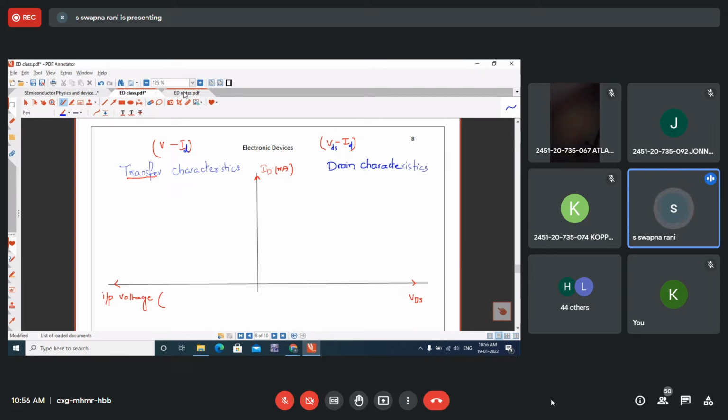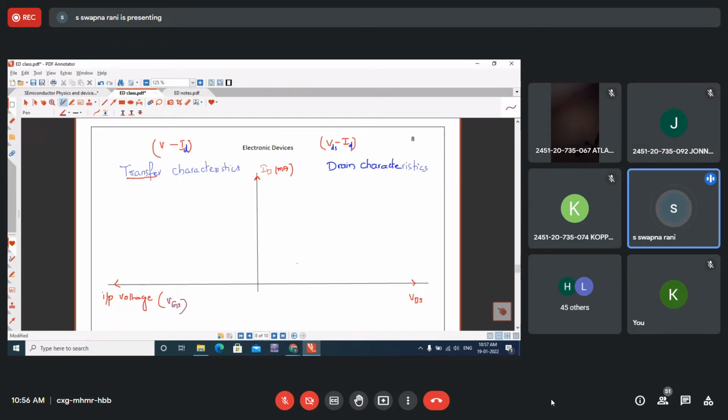I told you that gate voltage VGS will be the input voltage to the FET. The input junction in a FET is reverse biased, whereas in a BJT the input junction is forward biased. So VGS will be the input voltage.